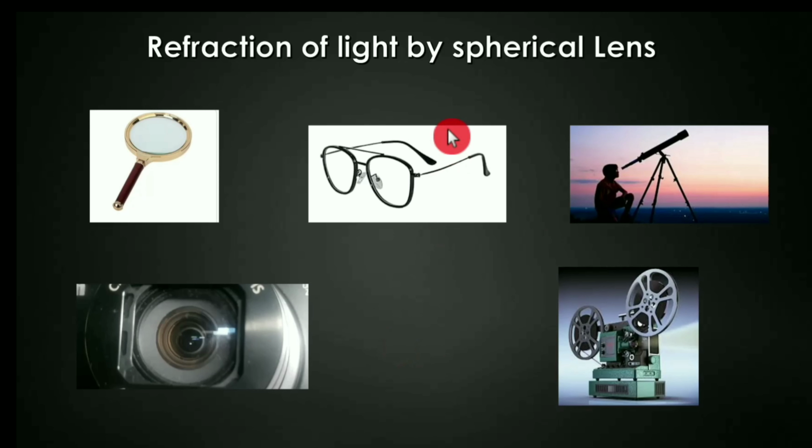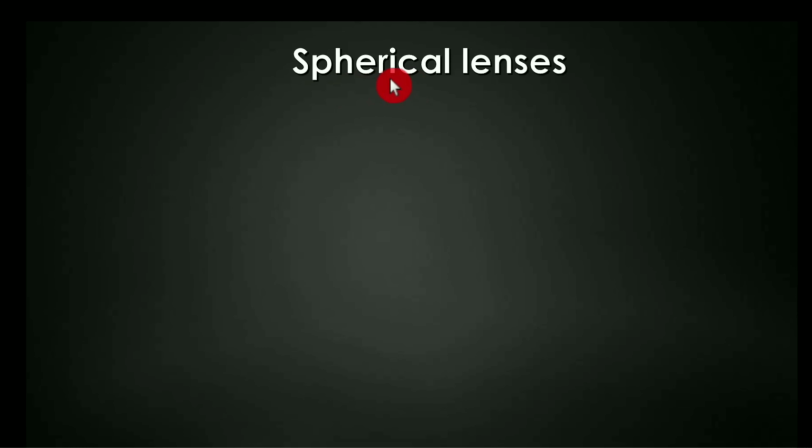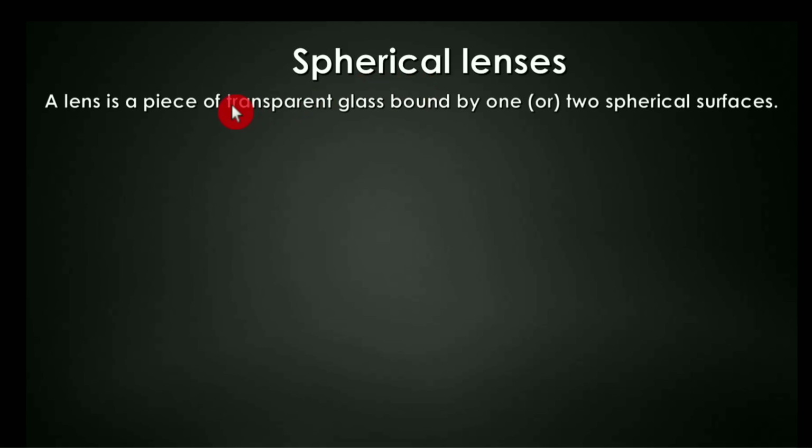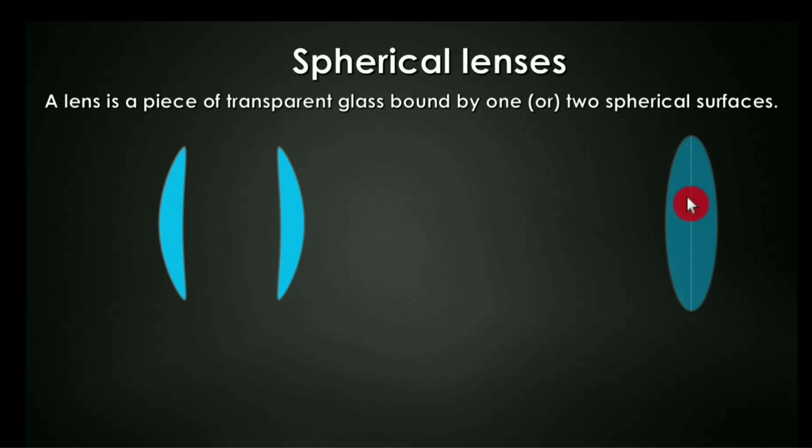But what is the meaning of a spherical lens actually? A lens is a piece of transparent glass bounded by one or two spherical surfaces. Read clearly. A lens is a piece of transparent glass bounded by one or two spherical surfaces. Now see this. These two are the spherical surfaces. When I combine these two, I get this material, I get this lens.